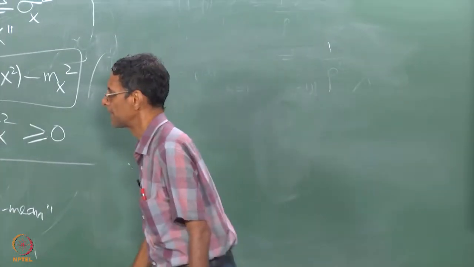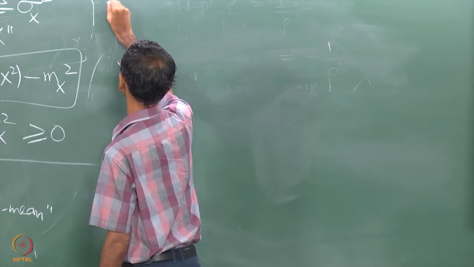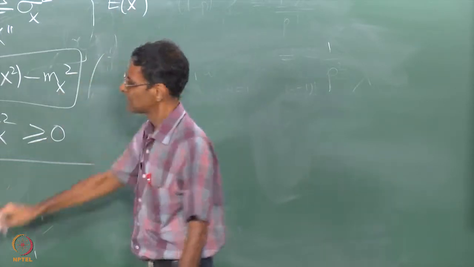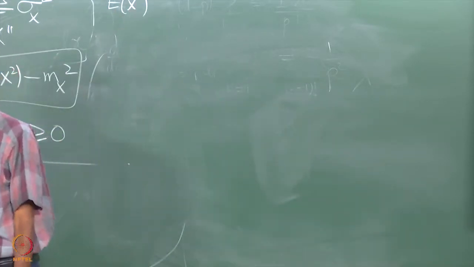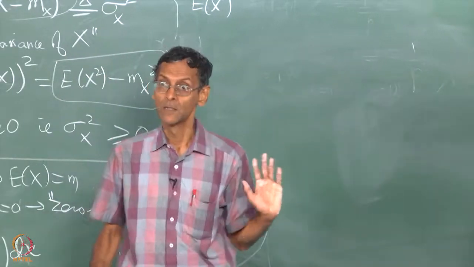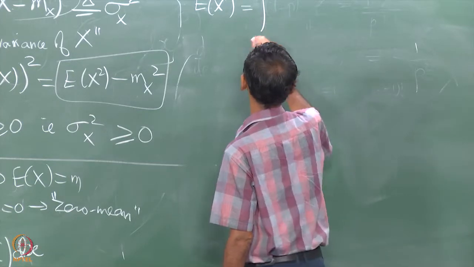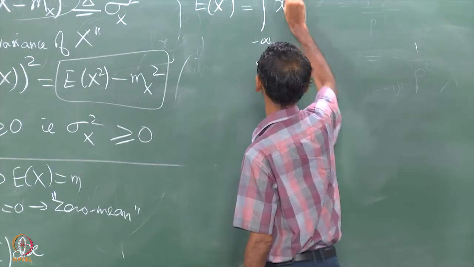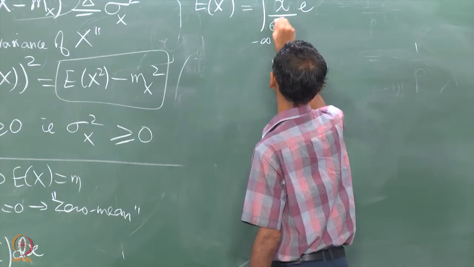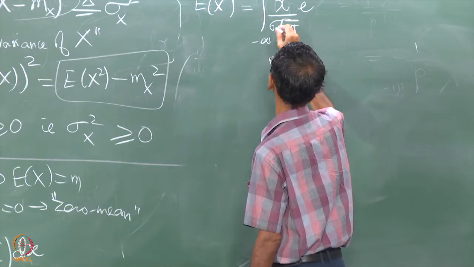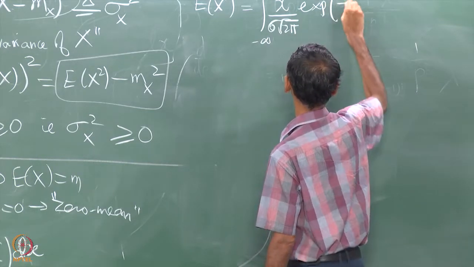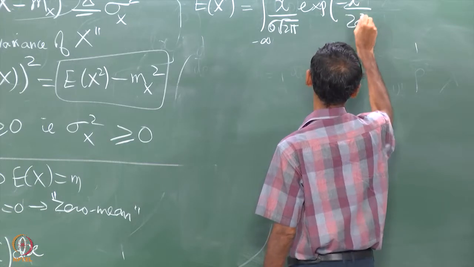Just one step. So I am going to look at the integral for E of x squared. This is not the variance or anything, I am simply finding E of x squared, that is all. So I have E of x squared equal to the integral from minus infinity to infinity of x squared times 1 by sigma root 2 pi times e power minus x squared by 2 sigma squared.